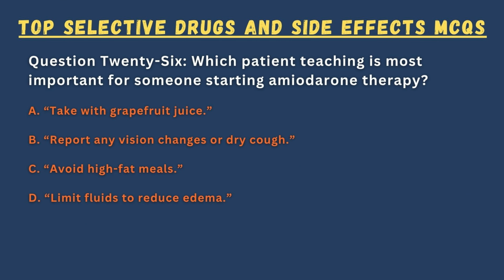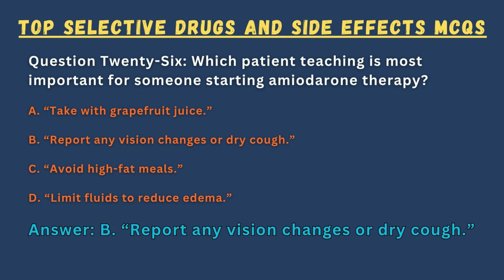Question 26. Which patient teaching is most important for someone starting amiodarone therapy? A. Take with grapefruit juice. B. Report any vision changes or dry cough. C. Avoid high-fat meals. D. Limit fluids to reduce edema. Answer: B. Report any vision changes or dry cough.